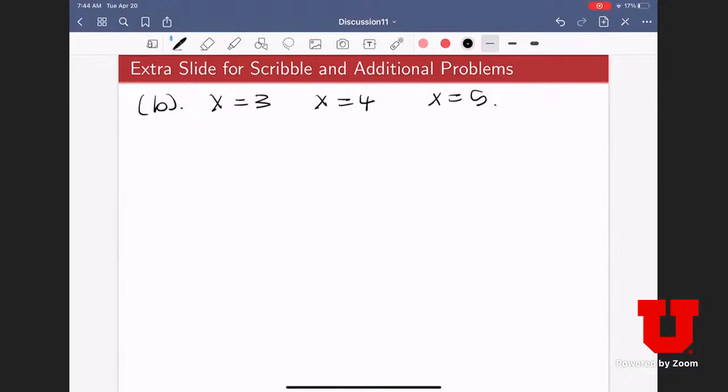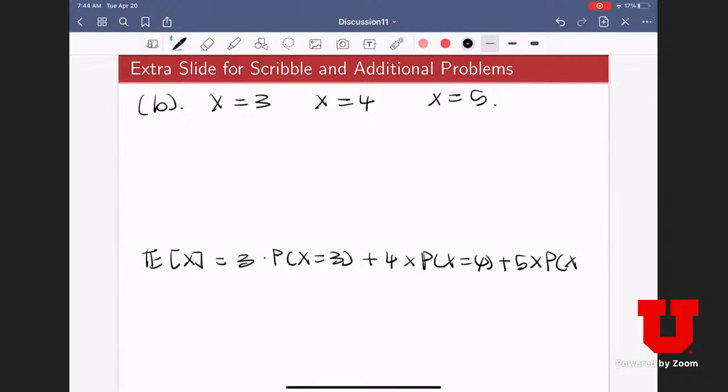And then for computing the expectation, you just take 3 times the probability when X equals 3, plus 4 times the probability when X equals 4, plus 5 times the probability when X equals 5.